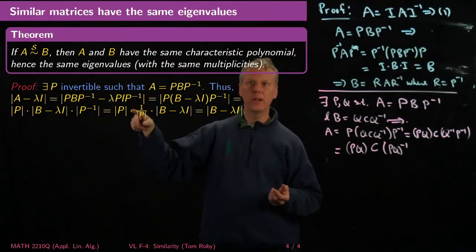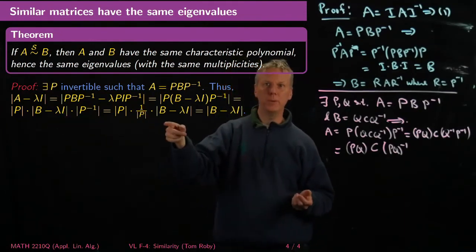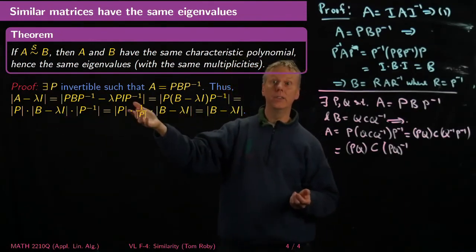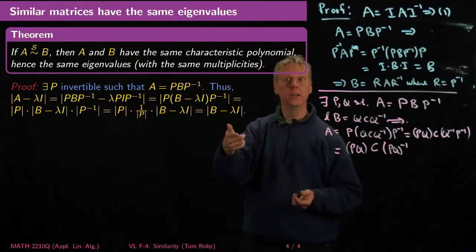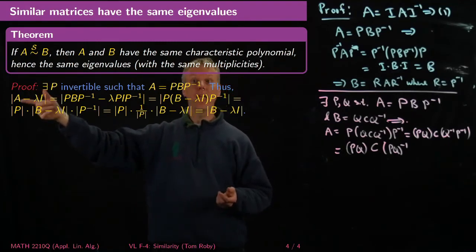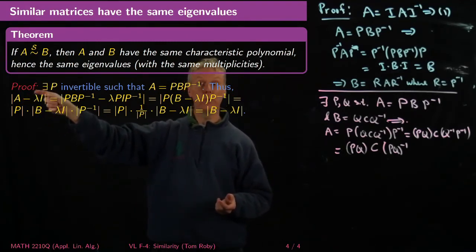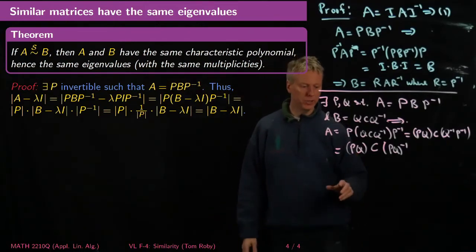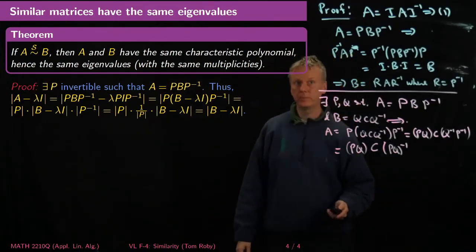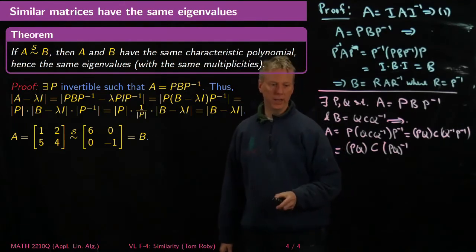So I'll end up with the determinant of P times 1 over the determinant of P on the left, times the determinant of B minus lambda I. This just becomes 1, and so I get the determinant of B minus lambda I here. So the upshot is that the determinant of A minus lambda I, the characteristic polynomial for A, is the same as the characteristic polynomial for B. And I could do it all quite easily without having to get involved in anything quite scary.